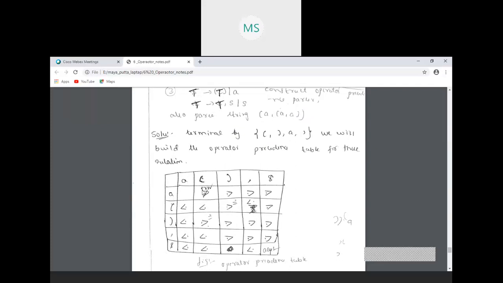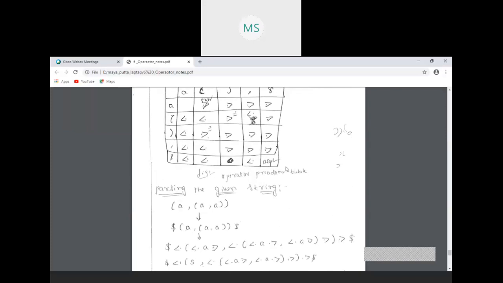A and close, A should be done first. A and comma, A should be done first. A and dollar, A should be first. Then open and A, the value inside should always be computed first. Open and open, then the inside of the bracket should be computed first. Open and close, there are two options: either equal or greater than symbol can be used. Both are the same. Then next, open and comma, comma has the highest precedence because it should be evaluated first. Open and dollar, greater than symbol. Okay, like that you should construct a table.